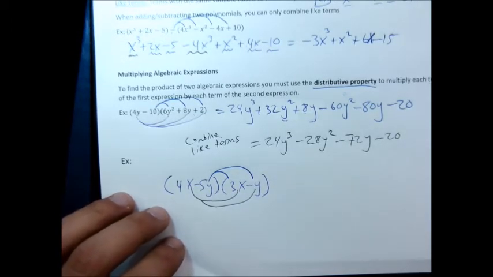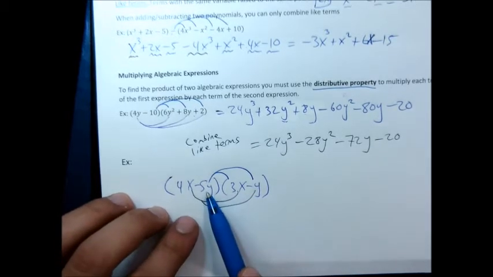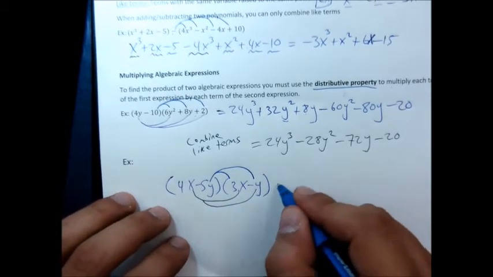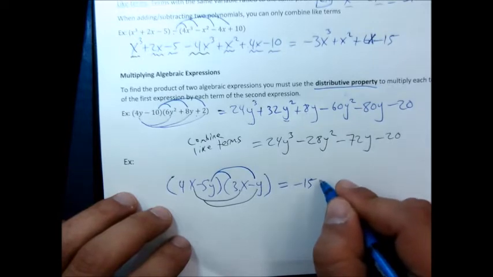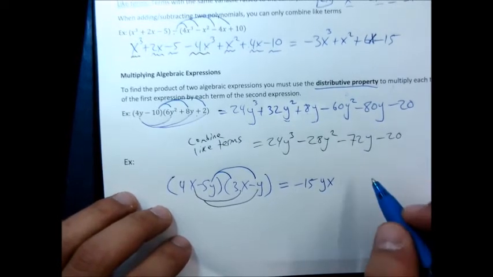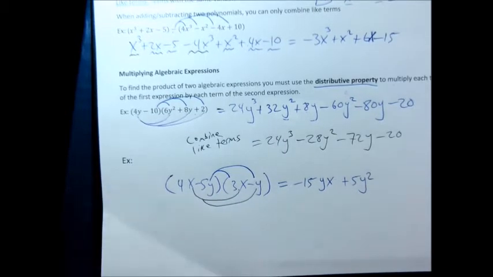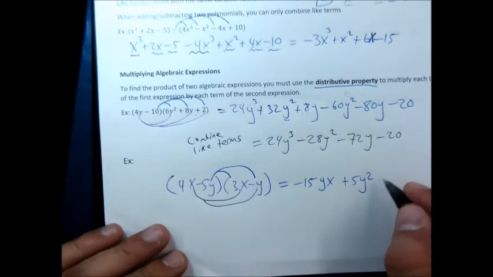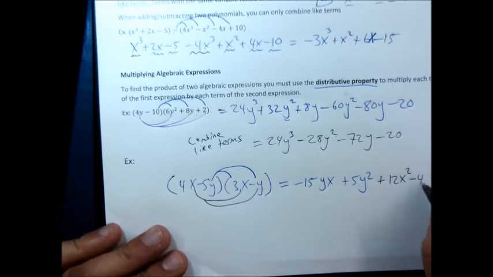How many like terms are in this one? Just 2, right? Alright, well, let's take a look. So I'm going to multiply the 5y through first, and I'll get minus 15yx plus 5y squared. And then I will multiply the 4x through and get plus 12x squared minus 4xy.